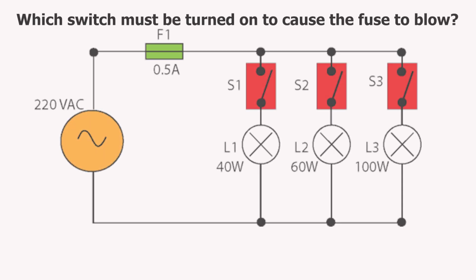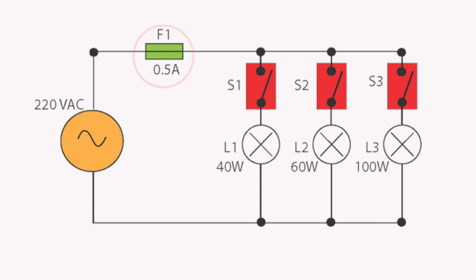All circuits channel. Which switch must be turned on to cause the fuse to blow? The current rating of the fuse is 0.5 ampere. First, we must know the current that passes through each lamp after the switch is turned on. Then, sum the current. If it is more than 0.5 amperes, that means the fuse will be blown.